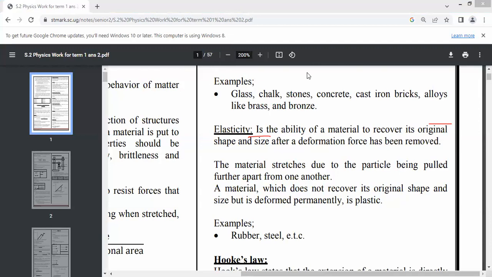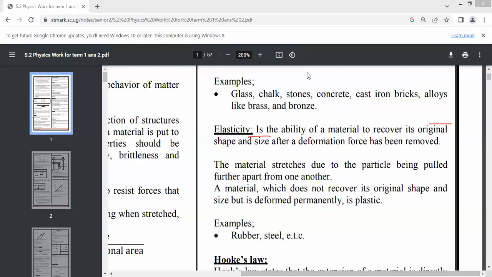Elasticity is the ability of a material to recover its original shape and size after a deforming force has been removed. Okay, thank you, Viola, for reading for us.